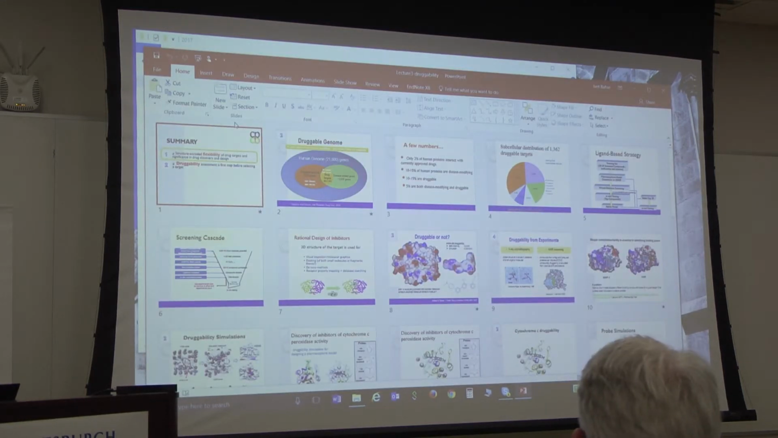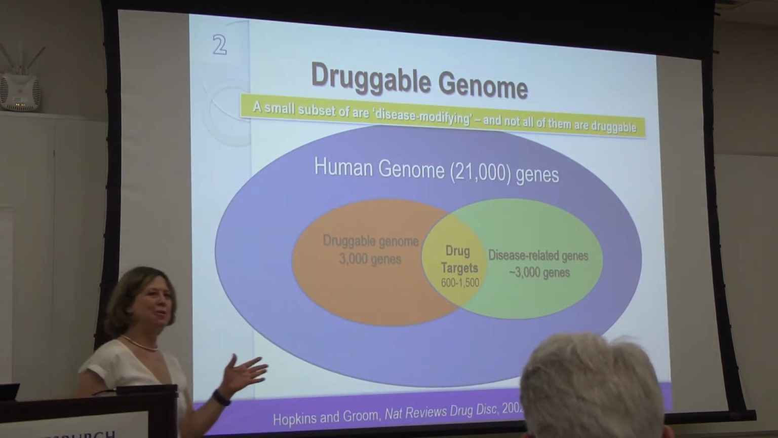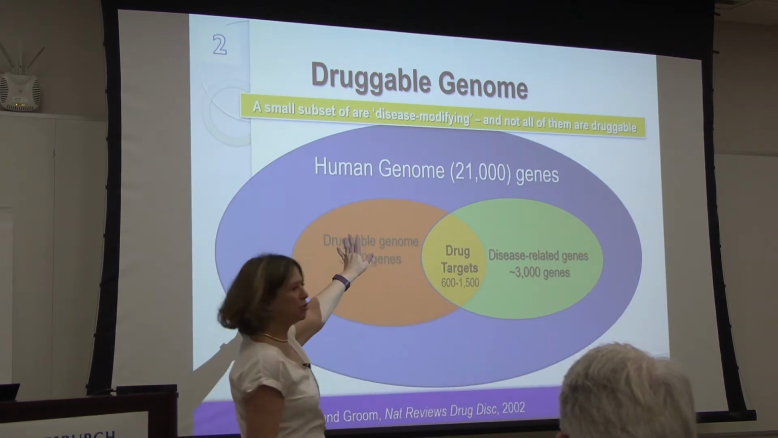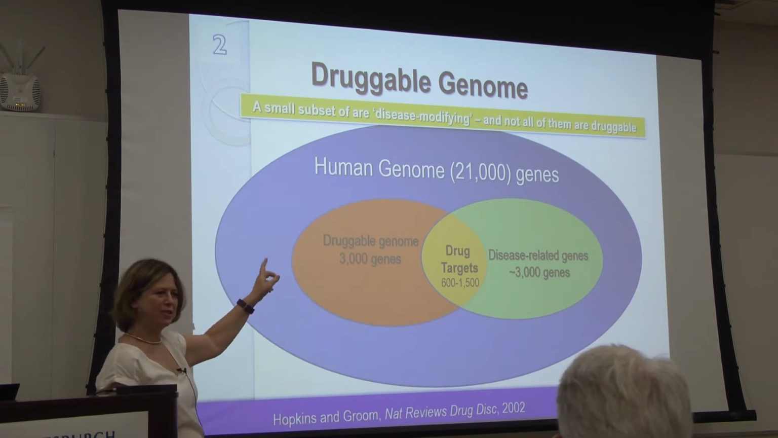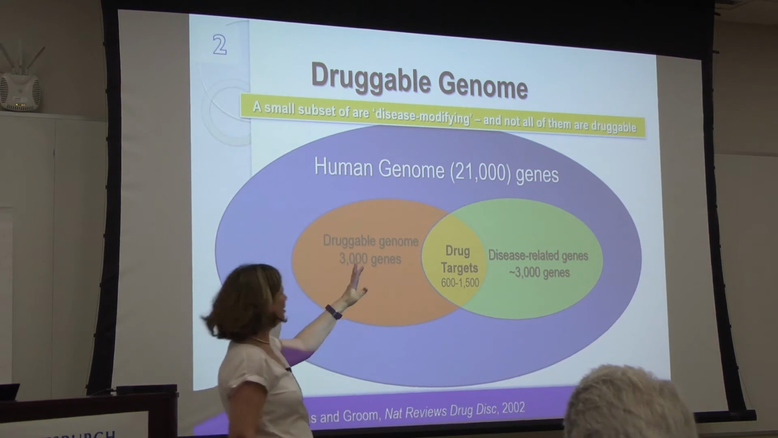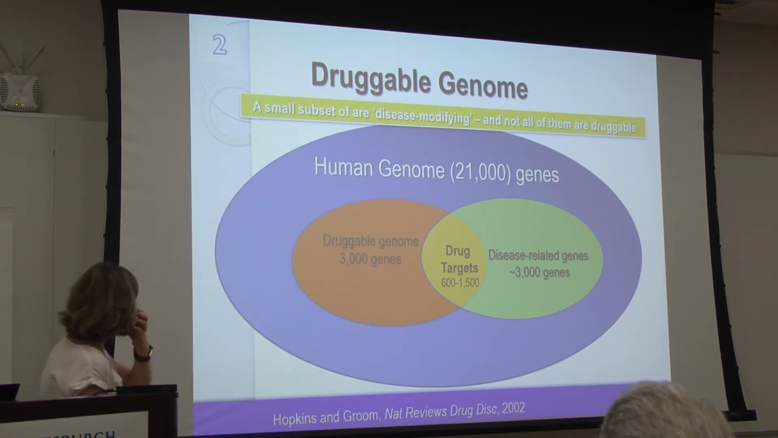Druggability, now the new part. Okay, let's start from here. There is this concept of a druggable genome. We're talking about the genome now. You know, the human genome, I think this number keeps decreasing. It is even less than 20,000 genes now. But at least when this review was written, that was the number.